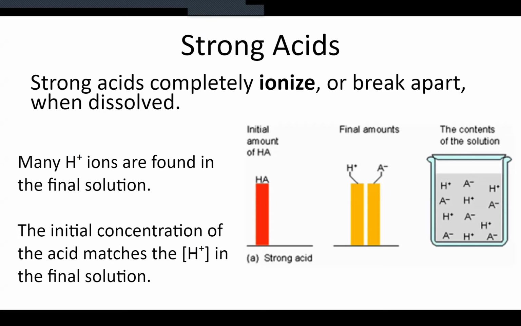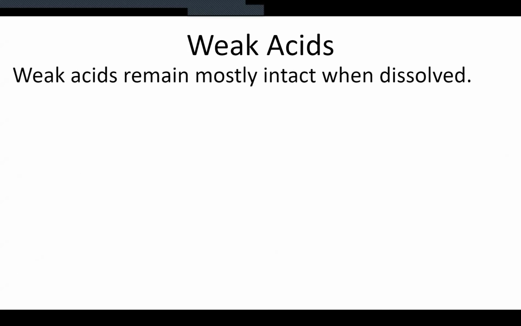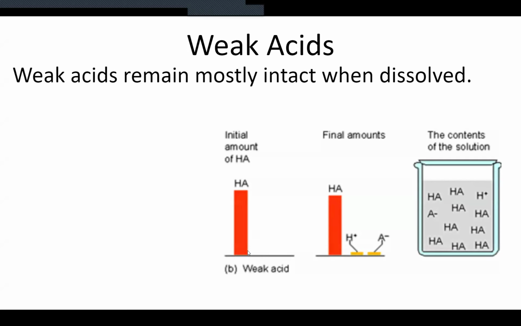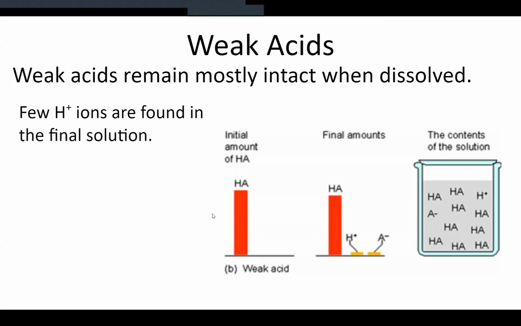Contrast that with the behavior of weak acids. Weak acids remain mostly intact when they dissolve. Take a look at this bar chart. If the height of the orange bar represents 1 full mole, you'd have like 0.99 moles in the final solution of HA. And you'd have 0.01 moles of H plus and 0.01 moles of A minus. So you'd have lots and lots of intact acid molecules, HA, in the final solution, and just a few ions.